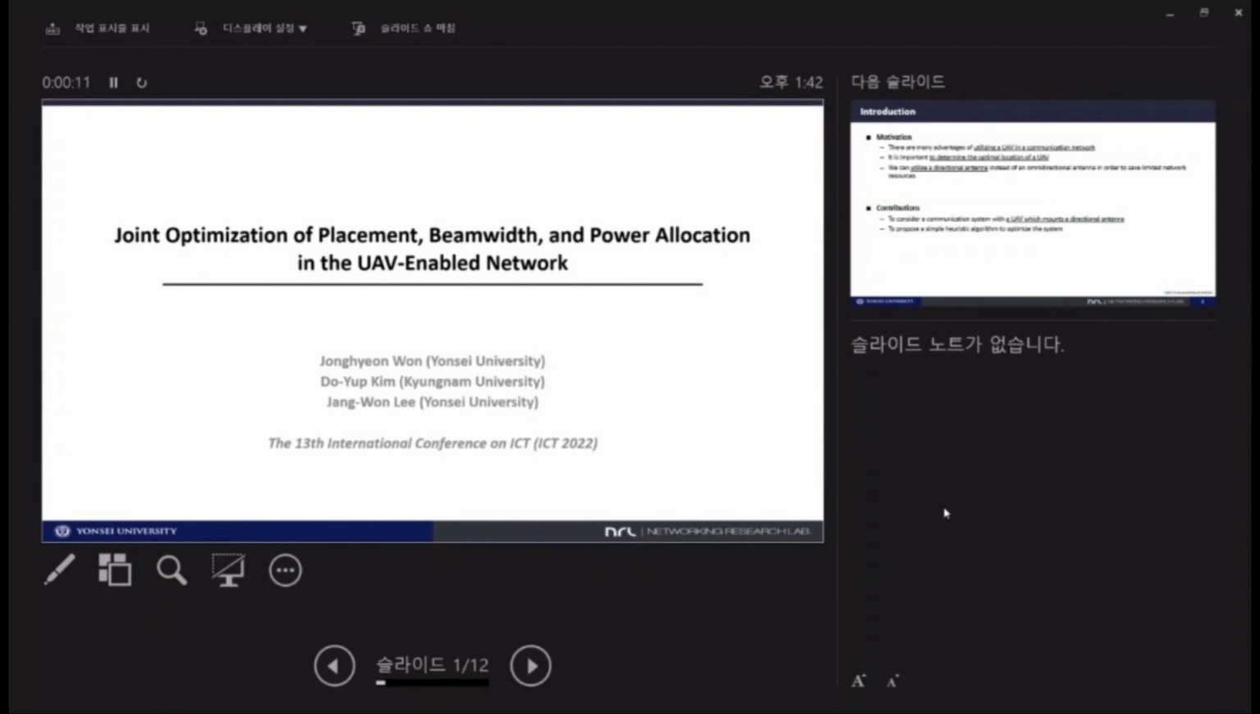And today we are going to present an optimization problem about the UAV enabled network and propose an efficient algorithm to serve it.